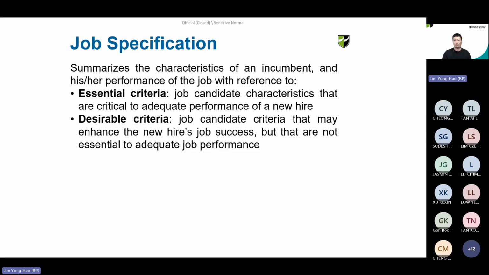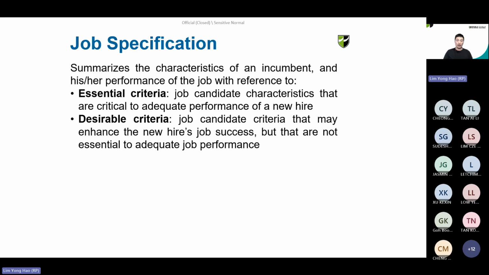If you want, we can take a look at some of the job postings, and then you can tell me whether the information up there is adequate or not. They may also indicate some desirable criteria, meaning if you have them, it's preferred, but it's not essential for you to meet those criteria to be considered for the job.